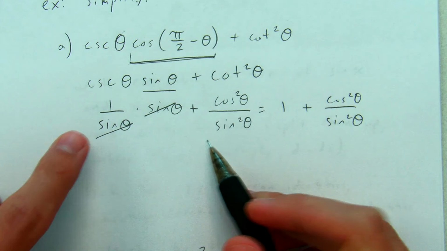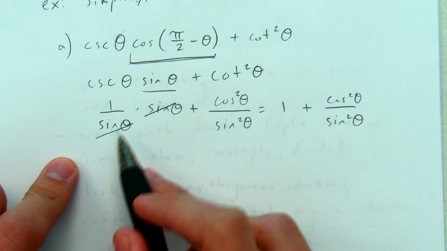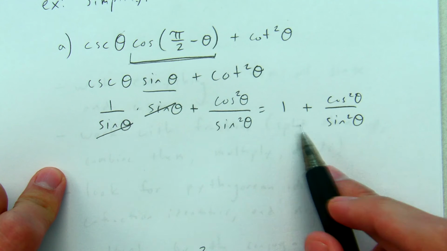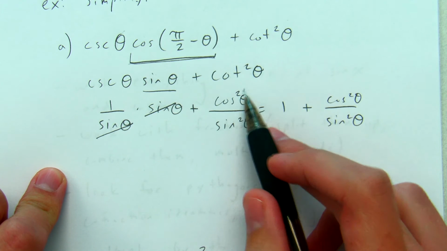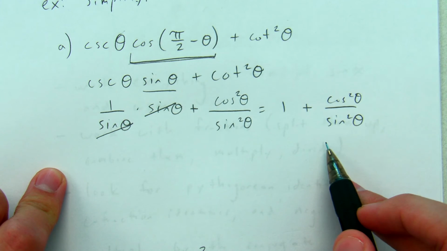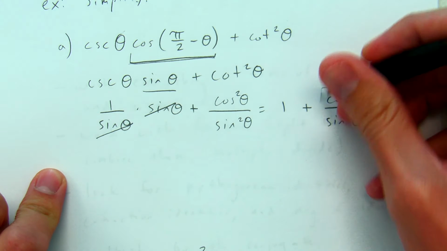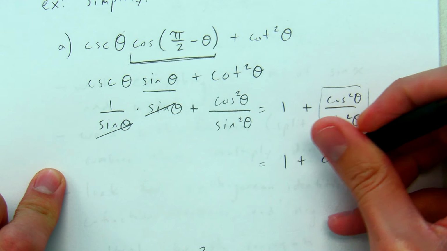Now, rewriting cosecant in terms of sine over here did help me because I was able to cancel it out and see that sine over sine just equals 1. But rewriting cotangent squared in terms of cosine and sine didn't really help. Nothing seems simpler here than it was before. Instead, I'm going to think, you know what, that didn't really work out, and I'm going to leave it as 1 plus cotangent squared theta.